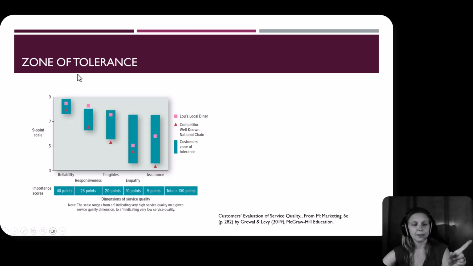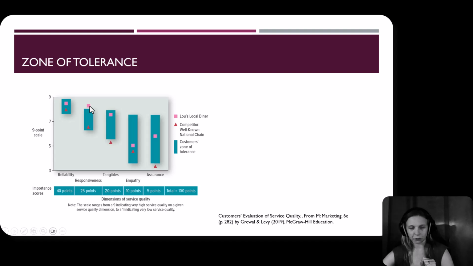Okay. And then using those two points, we have a zone of tolerance. It looks like people expect reliability to be really good. So I guess that would probably be every time we go, this is what the food is like. I know what to expect. They are reliable. Every time I get what I expect. And this is their zone of tolerance here. Zone of tolerance here on responsiveness.